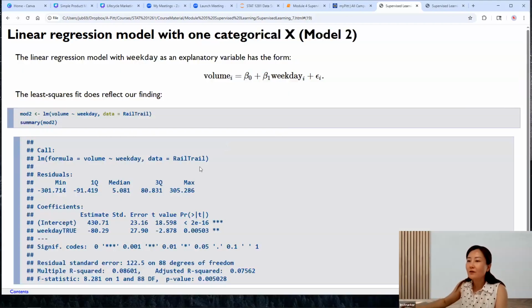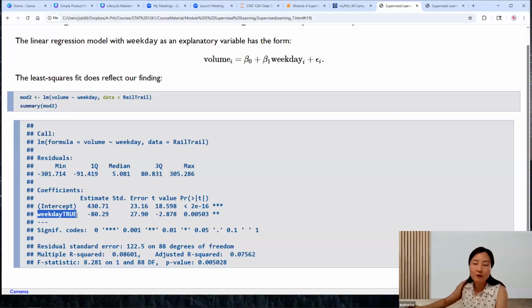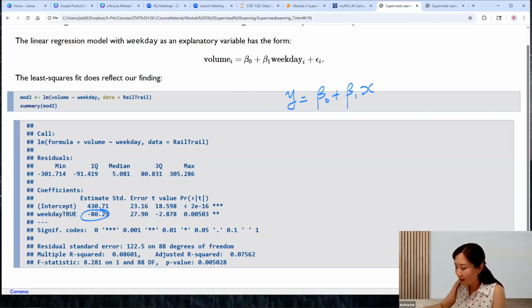So it actually created a dummy variable for the true level of weekday. So that is why it's called weekdayTRUE. Right? It combines the variable name and the value together. Right? And then how to understand the slope for this categorical variable? Let me write it in this way. Right? So y is equal to beta 0 plus beta 1 x, where x has only two values. Consider one case, if x is equal to 0, then y is equal to beta 0. If x is equal to 1, then y is equal to beta 0 plus beta 1.